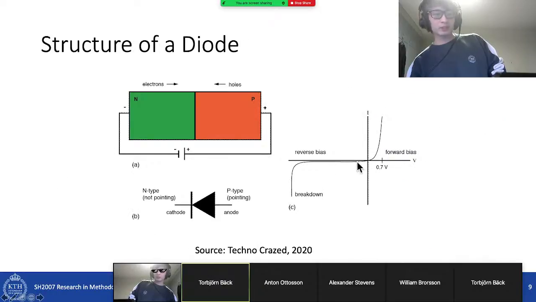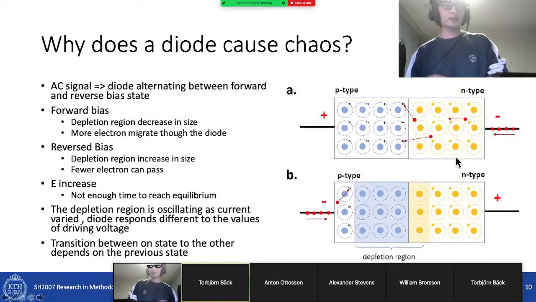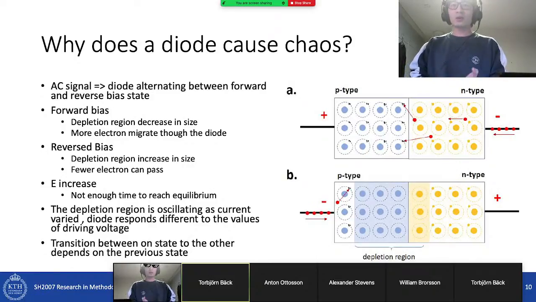So this region becomes zero. And then, why does a diode cause chaos?